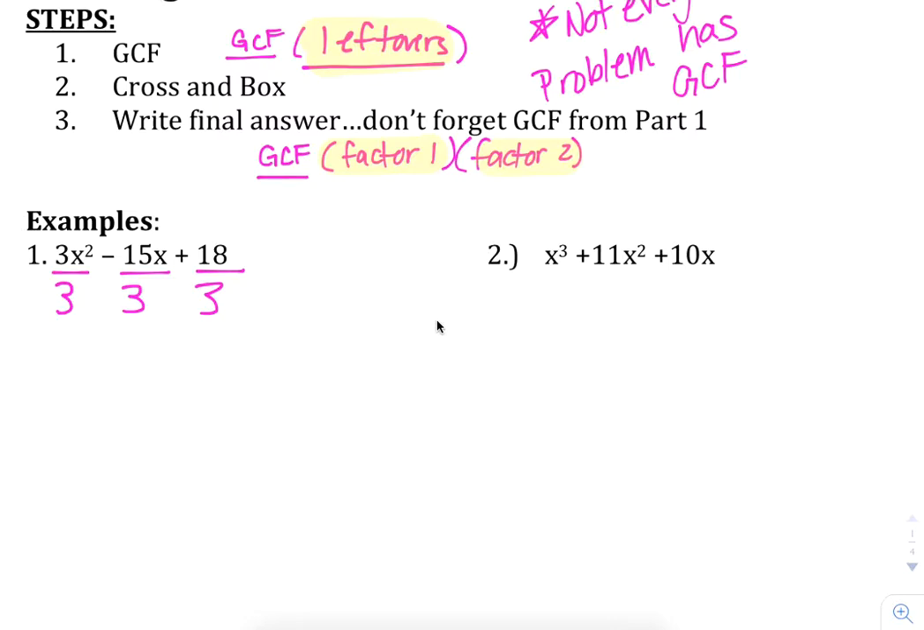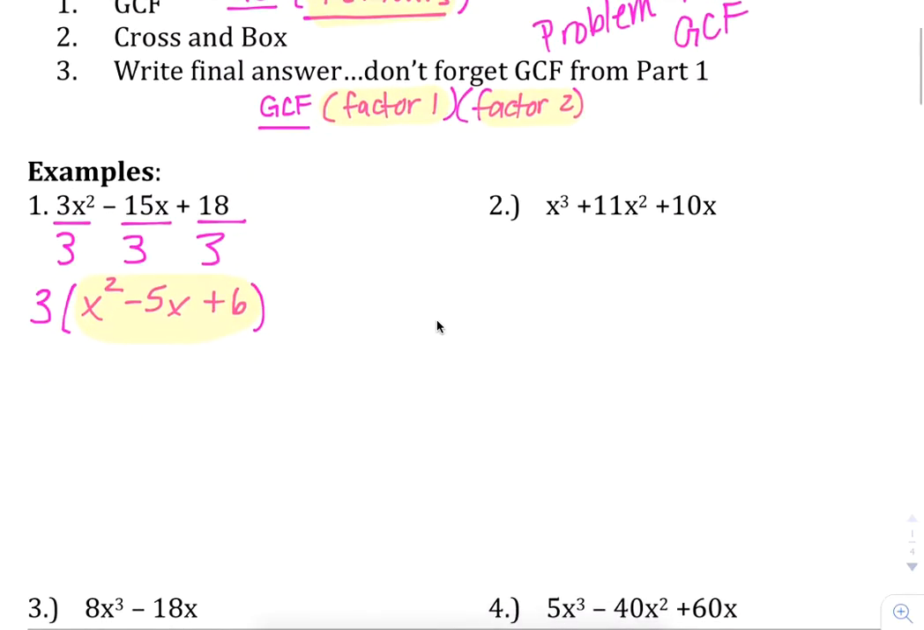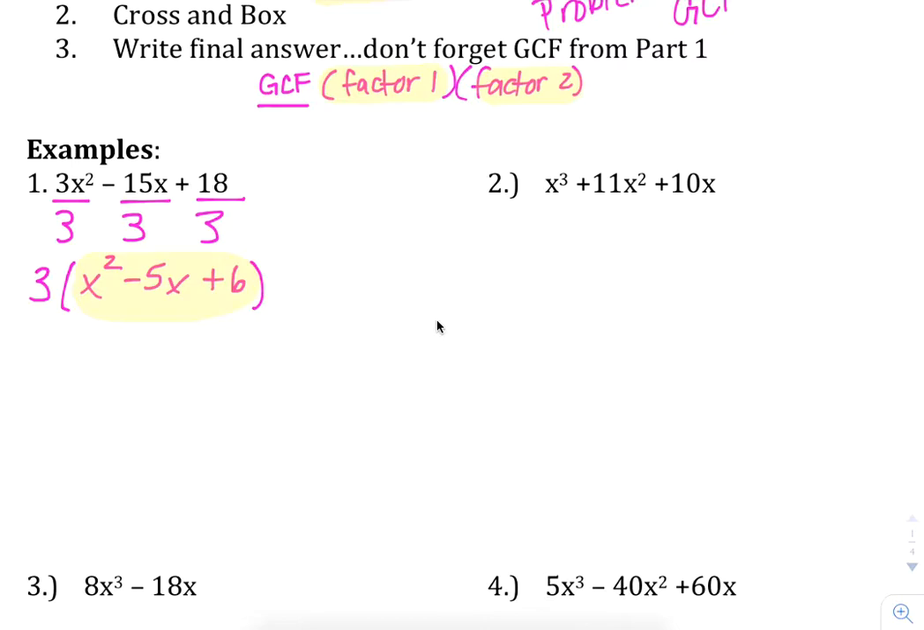My next line is going to be to write out my GCF, 3, and my leftover, so I need to divide. If I take the first term divided by 3, I get an x squared. Negative 15x divided by 3 is negative 5x. 18 divided by 3 is 6. From here, now we're going to go back to what we were doing in 7.2 and 7.3. We're going to make a T in a box, but we are only going to use the yellow part. So that 3 is going to stay, and my leftovers are going to split into my factors.